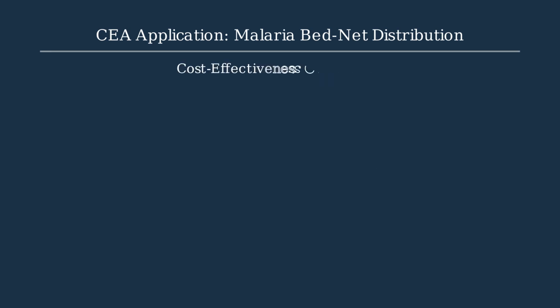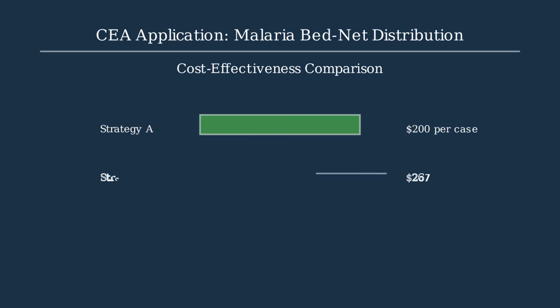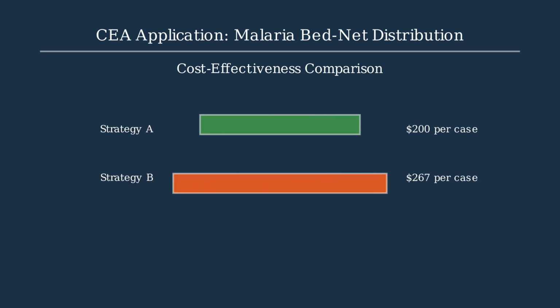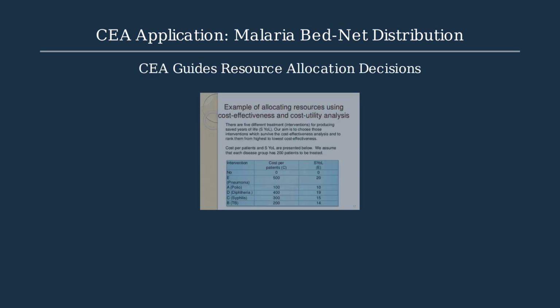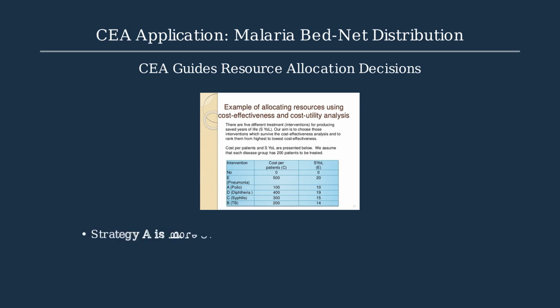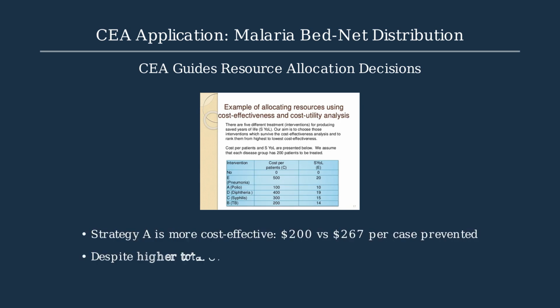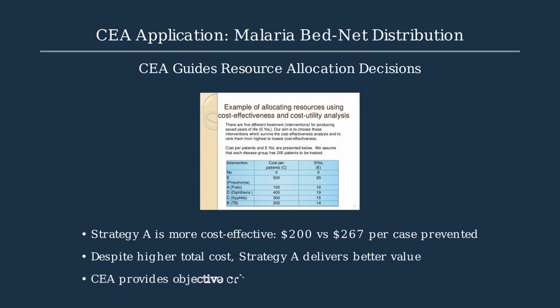Let's visualize the comparison. A lower cost per case prevented indicates better cost effectiveness. Our analysis shows that strategy A is more cost-effective at $200 per case prevented, compared to $267 for strategy B. Even though strategy A has a higher total cost, it delivers better value by preventing more malaria cases at a lower cost per case. This demonstrates how cost-effectiveness analysis provides an objective criterion for making resource allocation decisions in public health.